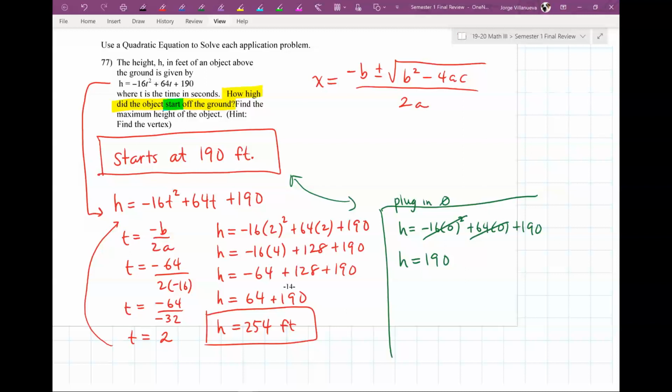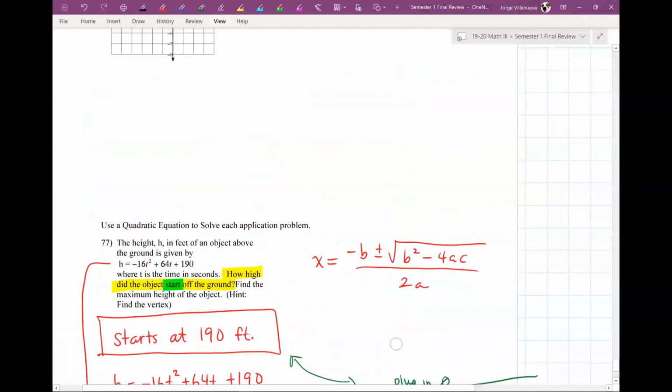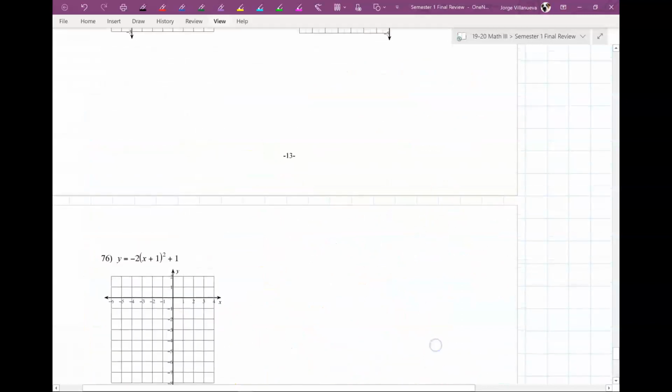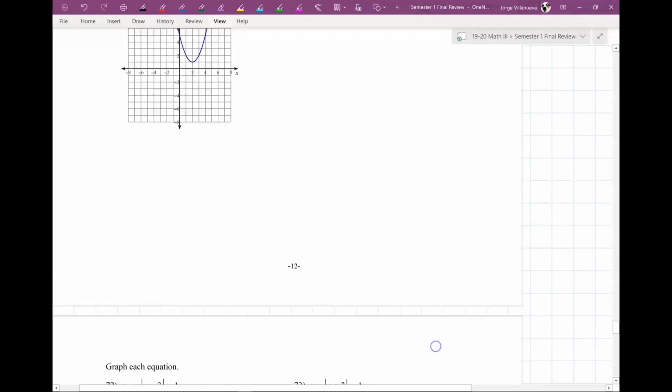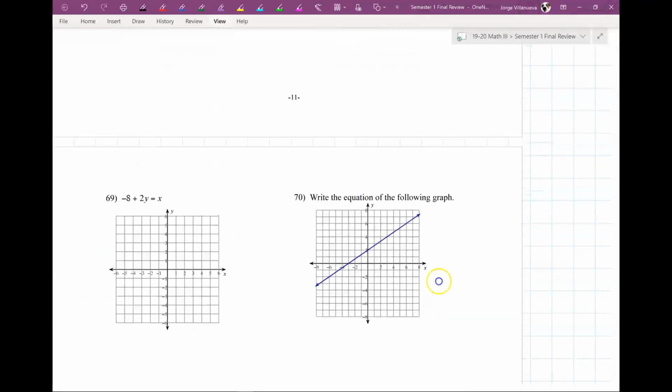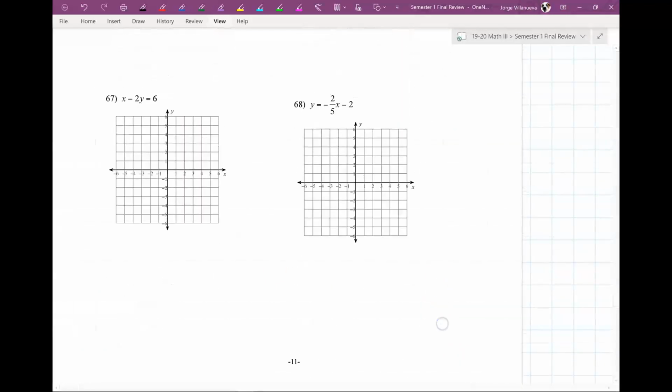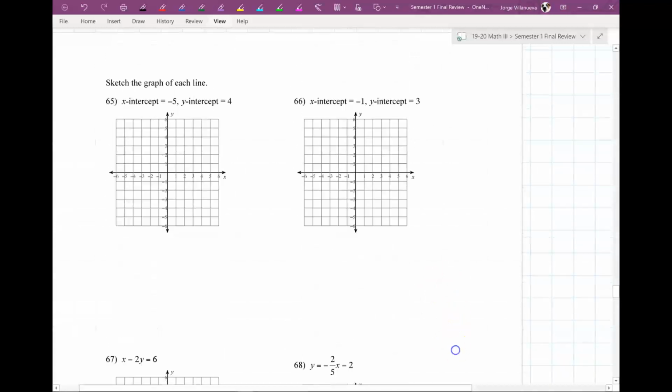Is there another problem you guys would like me to do other than continue going in order? If there is, just raise your hand as I'm going through. 67. All right, so let's go to 67. Like I said, I'd rather do your problems than just go in order. All right, 67. What do they want us to do?